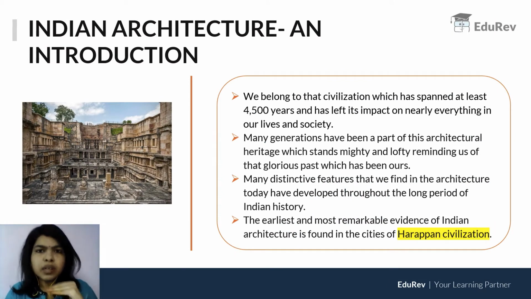Indian architecture, a quick introduction. This entire civilization that has spanned before us is at least 4,500 years old, and its architecture has left its impact on nearly everything in Indian cultural life. The earliest and the most remarkable evidence of Indian architecture is seen in the cities of the Harappan civilization.